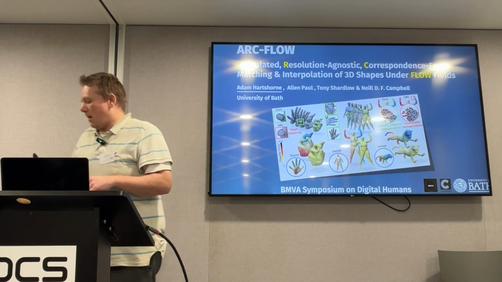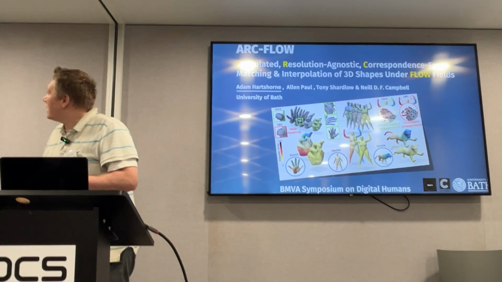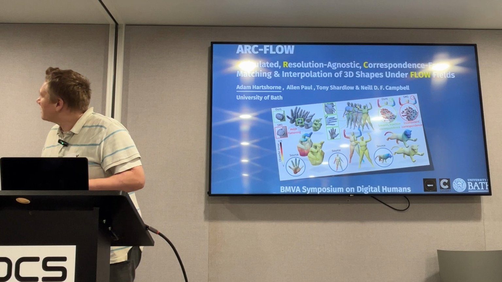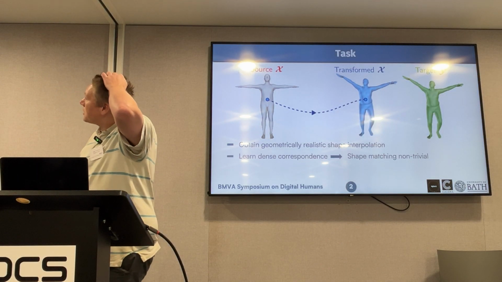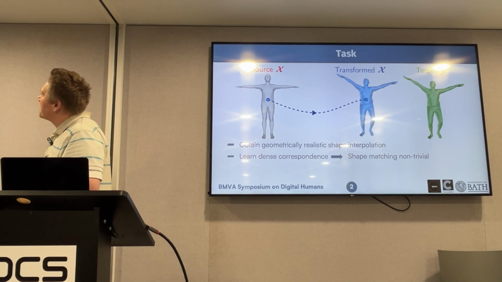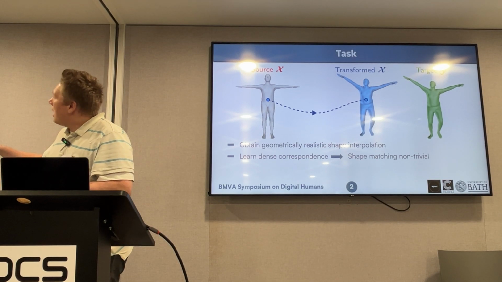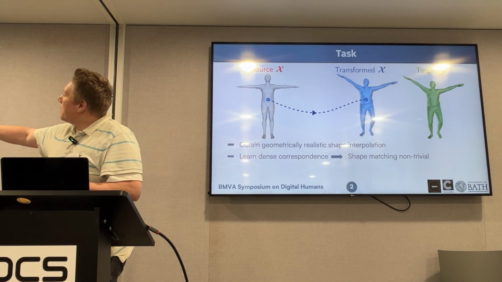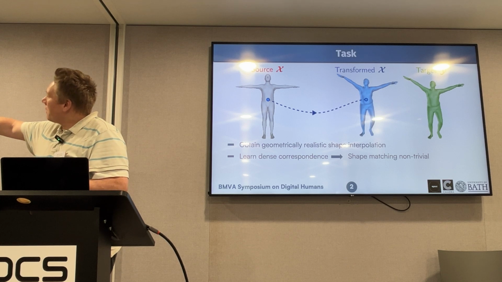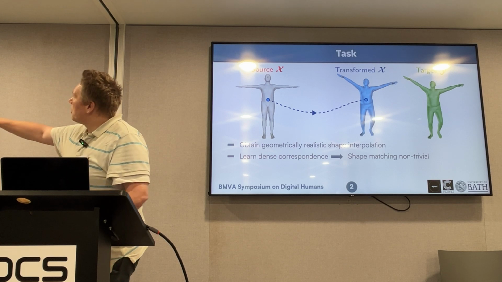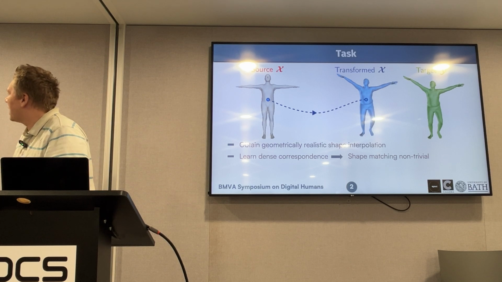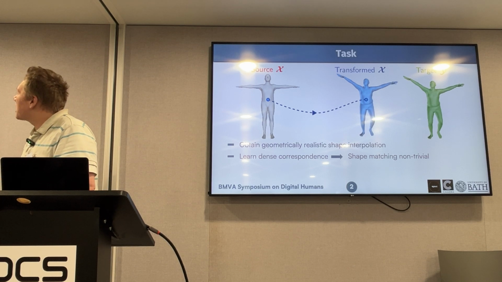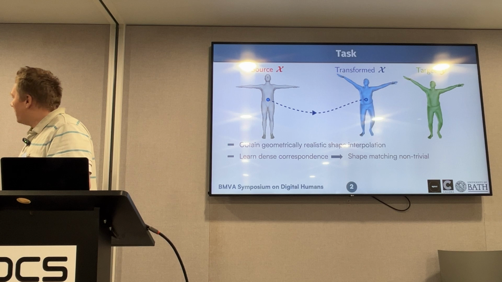So this is a paper I published at 3DV this year. The task is quite simple. We've got a source mesh and a target mesh, and we'd like to deform the source into the target in a geometrically realistic shape interpolation. And we'd also like to learn the dense correspondence once we've done this.